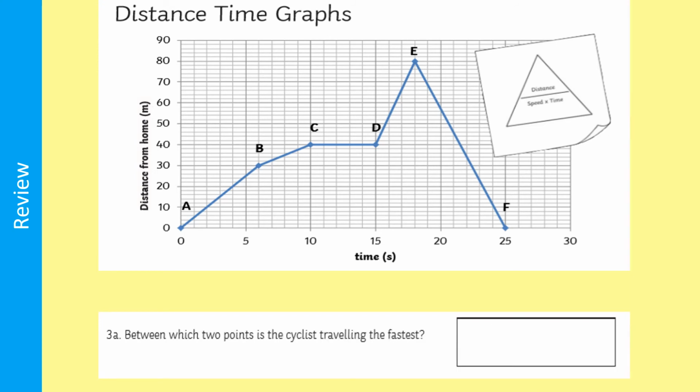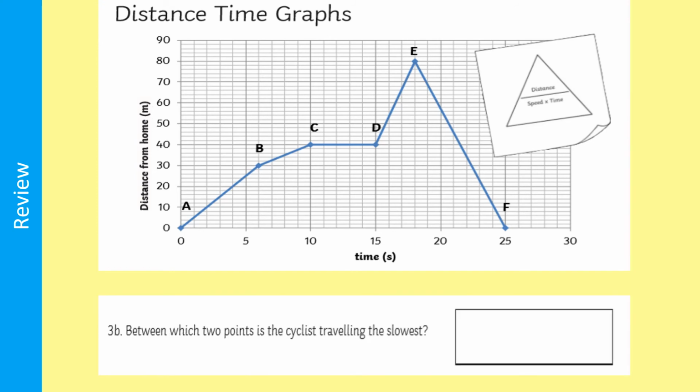Part 3A, between which 2 points is the cyclist traveling the fastest? Well, that's easy because you're looking for the steepest slope, and that is between D and E. Part 3B, between which 2 points is the cyclist traveling the slowest? So this is the opposite to the previous question. We're looking for a slope, but we're looking for the least steep slope, the smallest gradient. So that is between B and C.